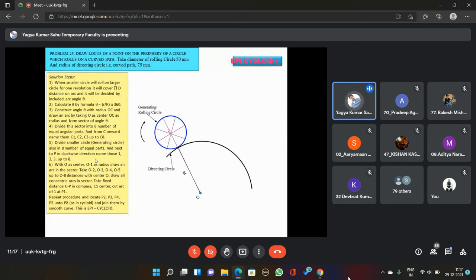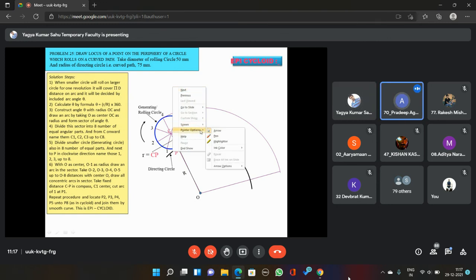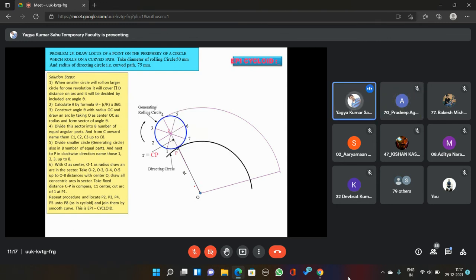Now we can find out the arc length. Okay, we can draw another line like this. This angle is nothing but 120. Now divide this circle into 12 number of equal parts, not 8. Always divide the rolling circle into 12 number of equal parts. Here it is divided into 8.